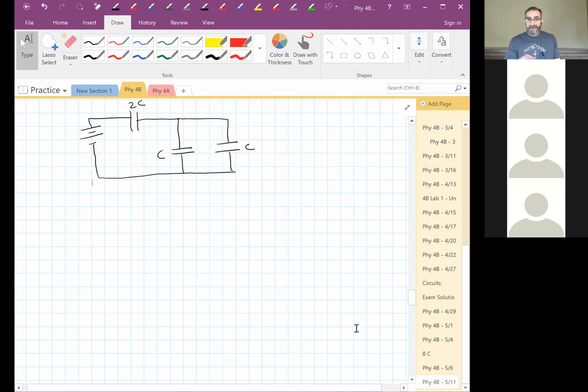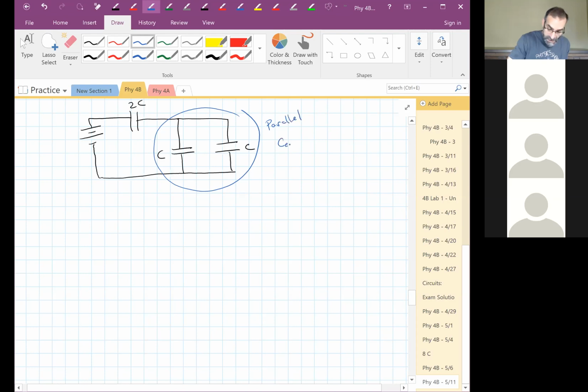These three cannot be combined straight up, right? All three are not in parallel, all three are not in series. But if you look carefully, you can see that two of them are in parallel. Just look for some little chunk you can bite off and solve, right? So take a look at this right here. These two are parallel.